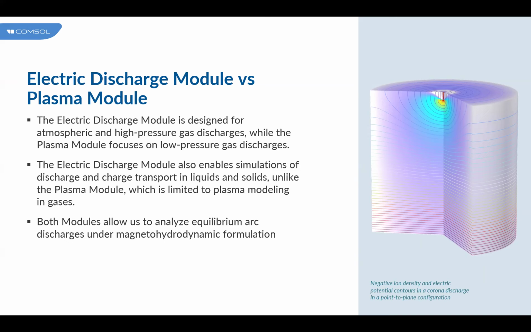The electric discharge module includes features like photoionization, crucial for modeling atmospheric pressure discharges. The plasma module, on the other hand, is targeted for industrial plasma processes used in, for example, semiconductor manufacturing. In addition, the electric discharge module also includes simulations of discharge and charge transport in liquids and solids, unlike the plasma module, which is limited to plasma modeling in gases only.